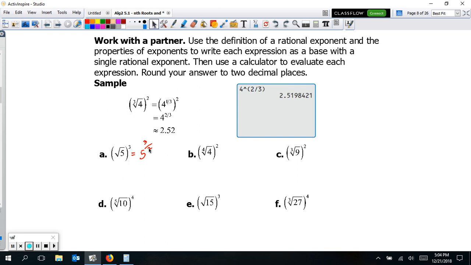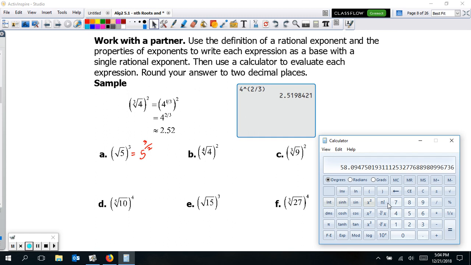So we just have to put this in the calculator now. We would just do this like here. And clear this.